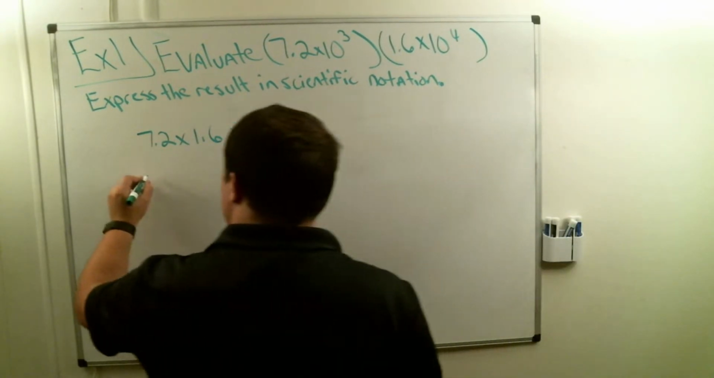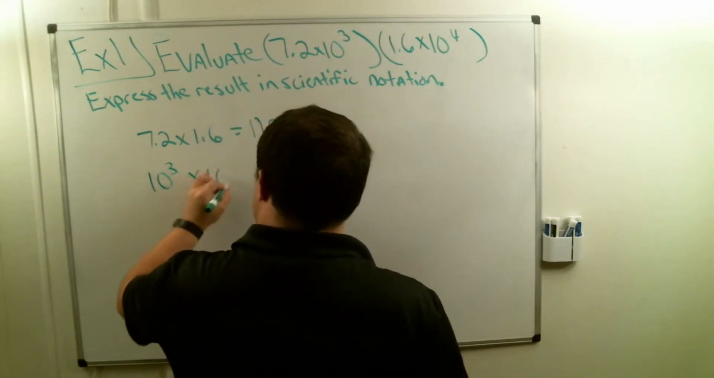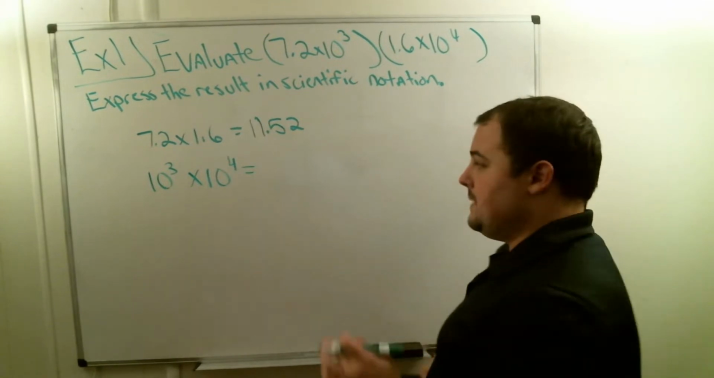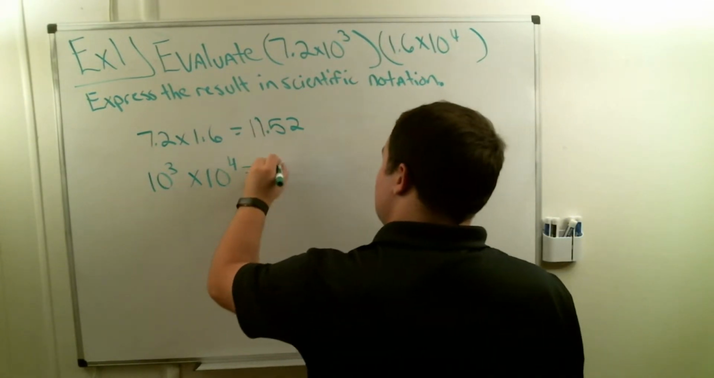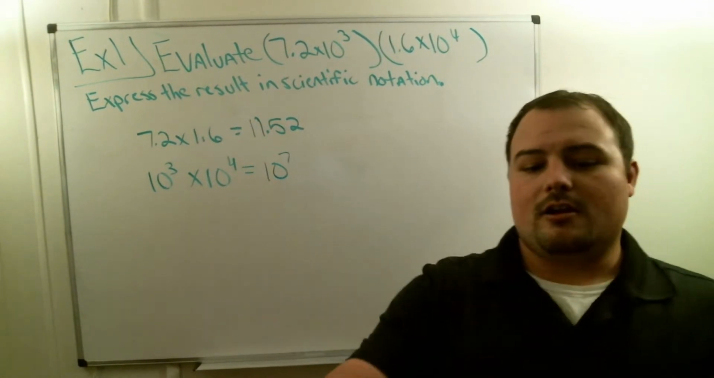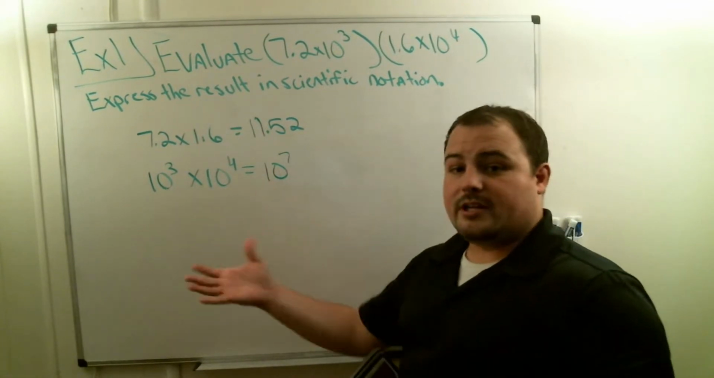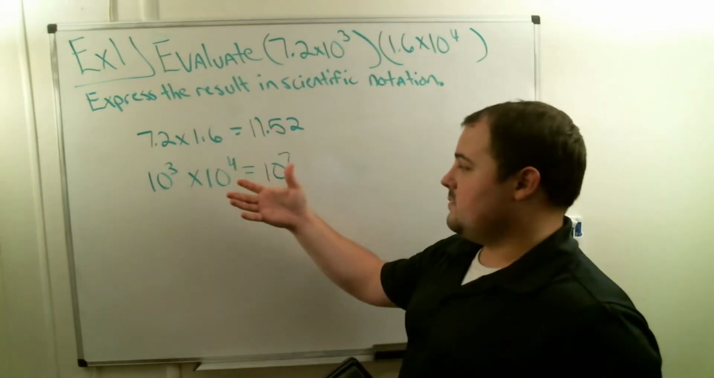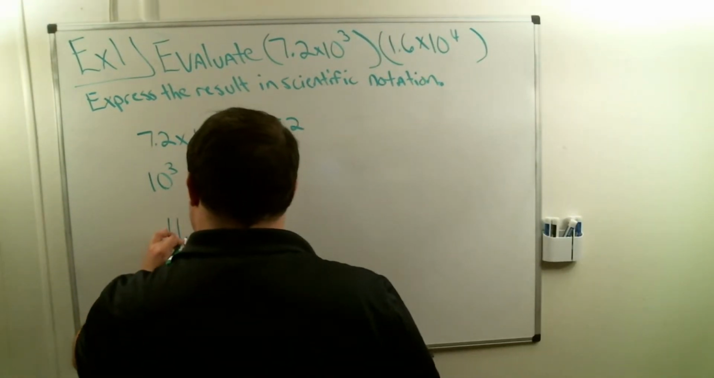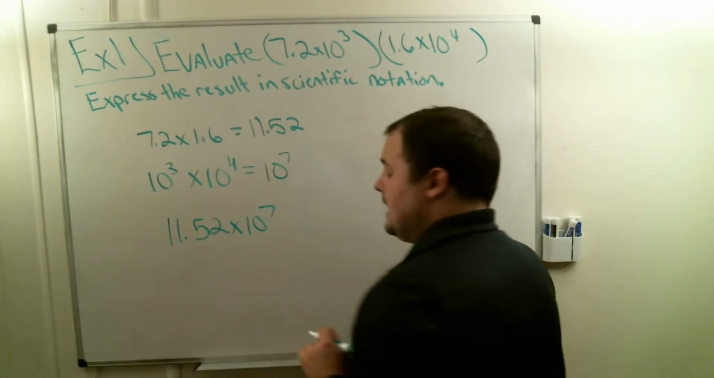Let's do the bases. We have 10 to the 3rd power times 10 to the 4th power. Well, 10 to the 3rd power times 10 to the 4th power is really 10 to the power 7. Okay, so we got our answer when we multiply the numbers, and we got what it equals when we multiply the bases. We multiply the numbers, multiply the bases. So we might be thinking that this is 11.52 times 10 to the 7th power.